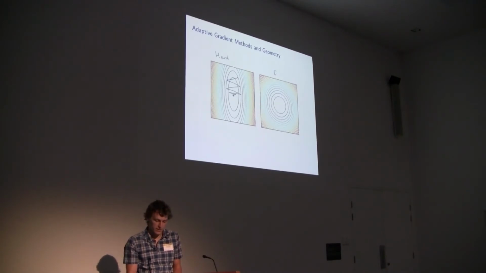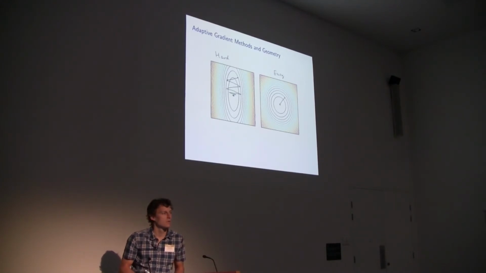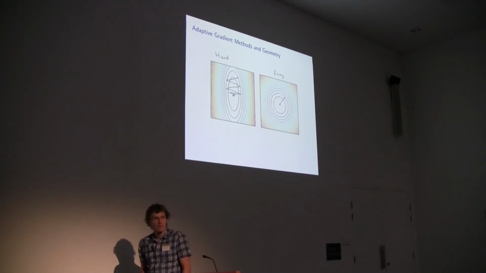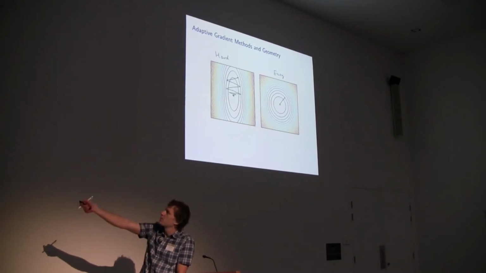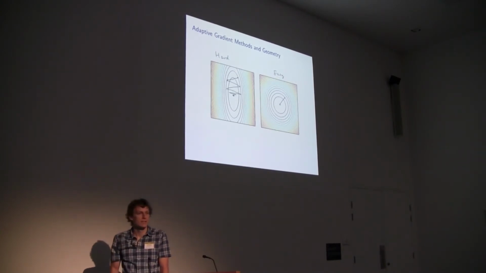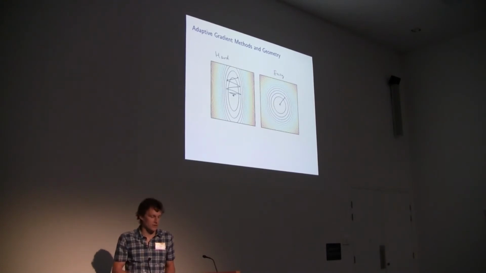Whereas this is easy, because no matter where you are, the gradient just points straight toward the optimum. So what we'd like to do for these stochastic methods is be able to detect if we have a problem like this and transform it into a problem like this. This is something we'd like to do, and the question is, can we do it?